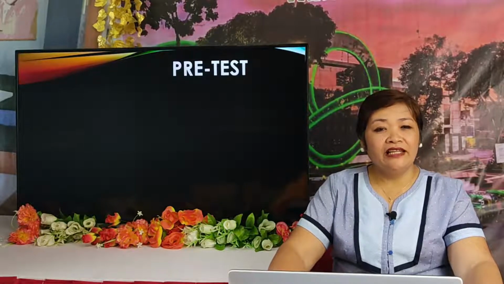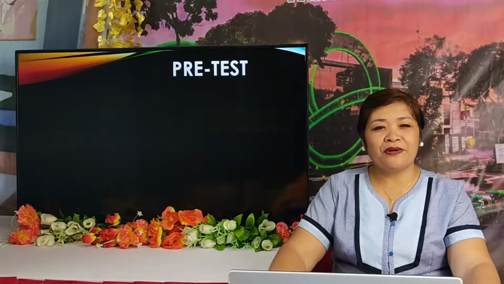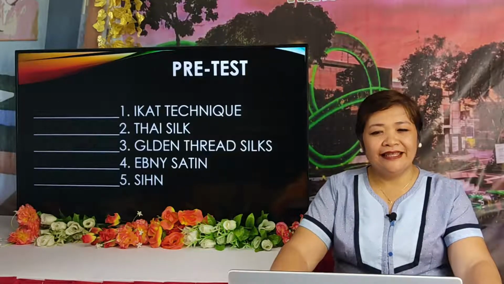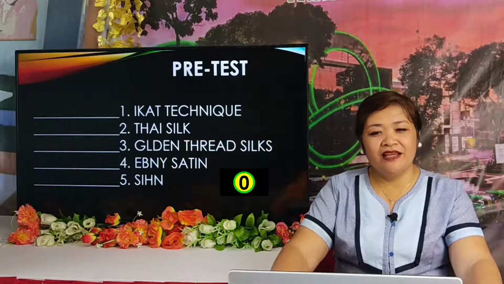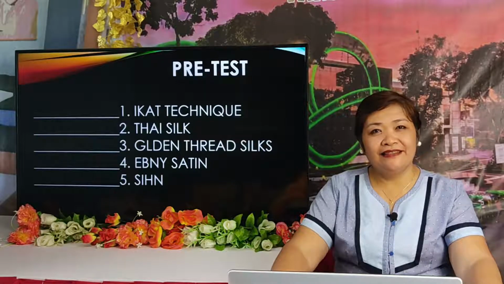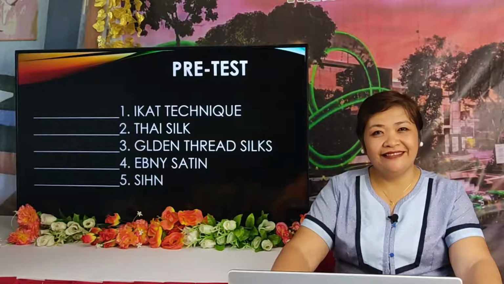To check your prior knowledge about our topic, let us have first a pretest. Direction: identify the countries of Southeast Asia based on the words presented. Write your answer on a separate sheet of paper. Number 1. Ikat technique. Number 2. Thai silk. Number 3. Golden thread silk. Number 4. Ethnic satin. And number 5, sin.